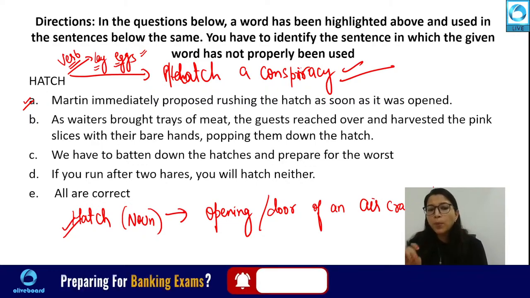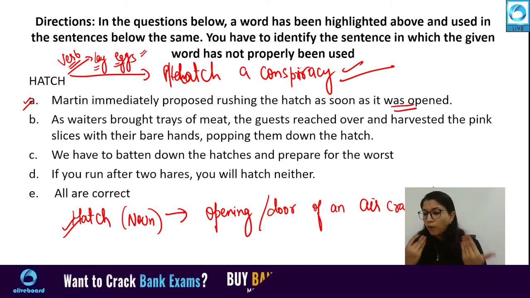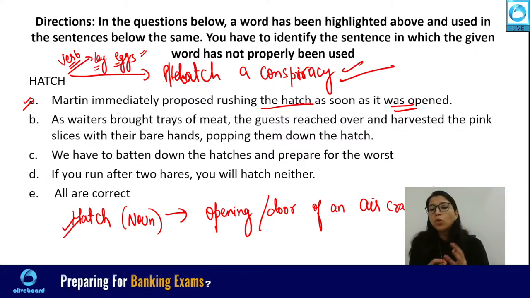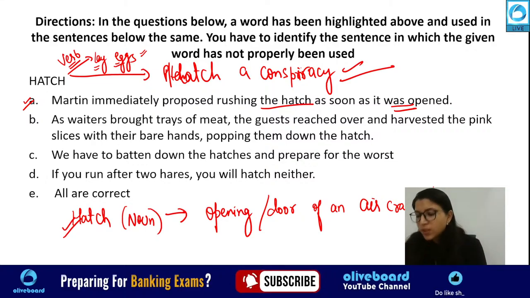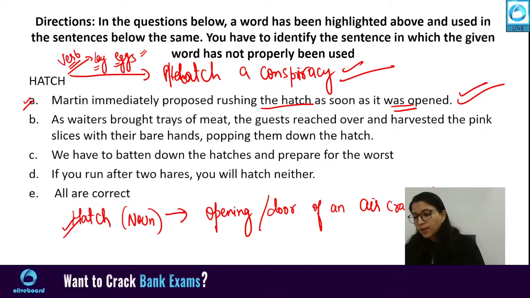Martin immediately proposed rushing the hatch as soon as it was opened. Can't this refer to any door? Can't it refer to the door of an aircraft or the door of a ship? Quickly let me know. Can't the word hatch given in the first sentence refer to a door or opening? Of course it can refer, and the usage is absolutely correct.